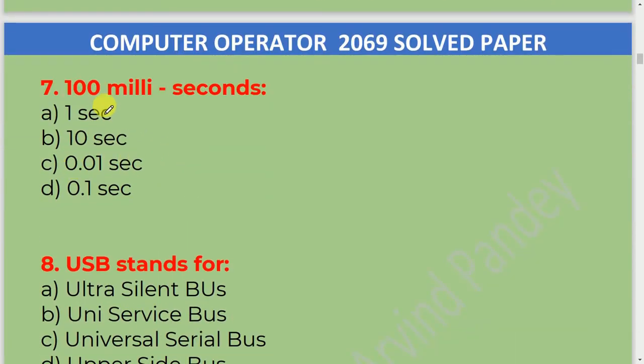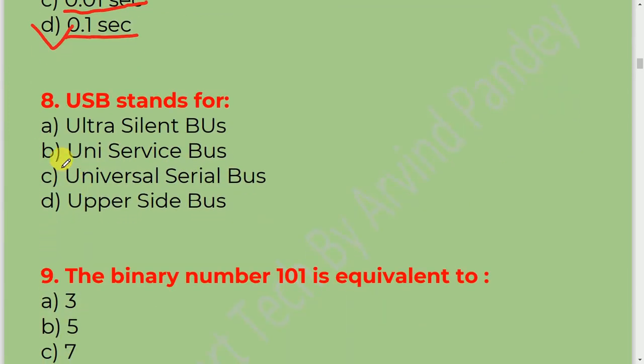Question number 7. 100 milliseconds equal to option A 1 second, B 10 second, C 0.01 second, D 0.1 second. Correct option is option D 0.1 second. 100 millisecond equal to 0.1 second.